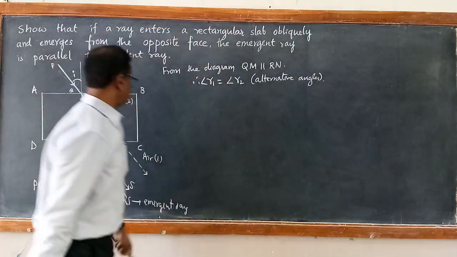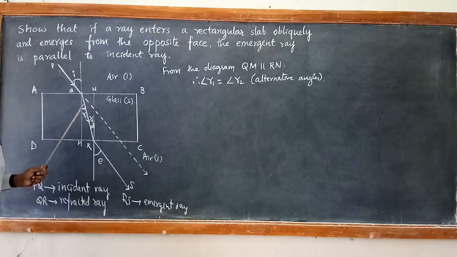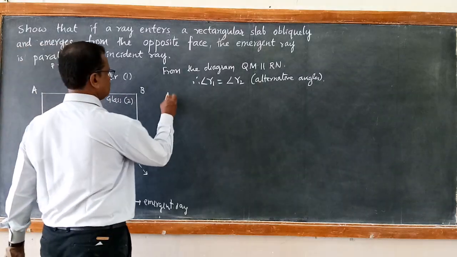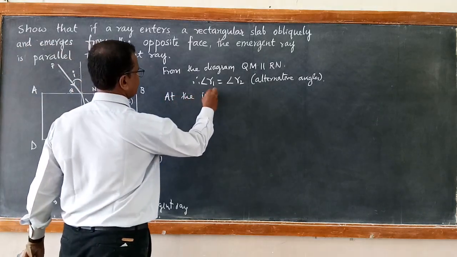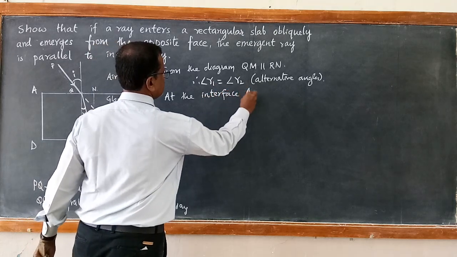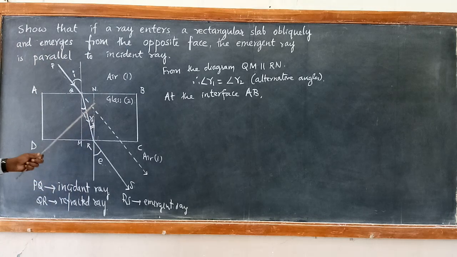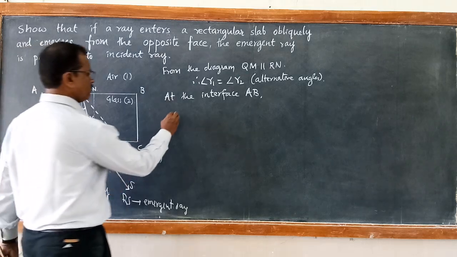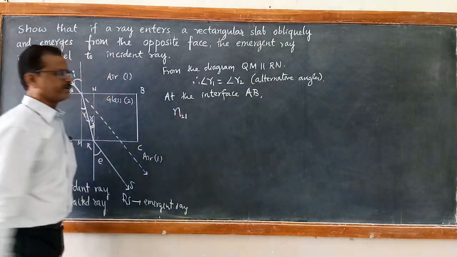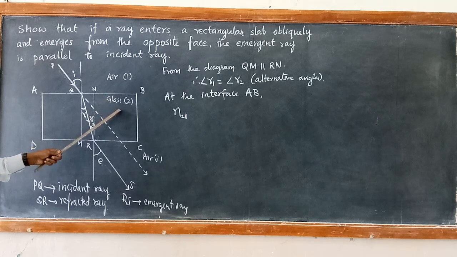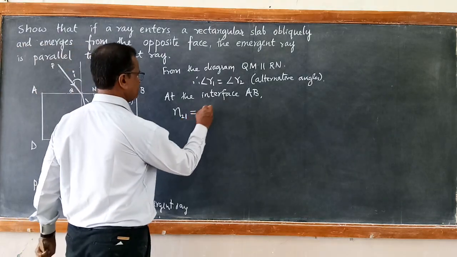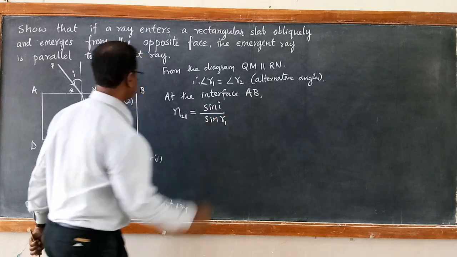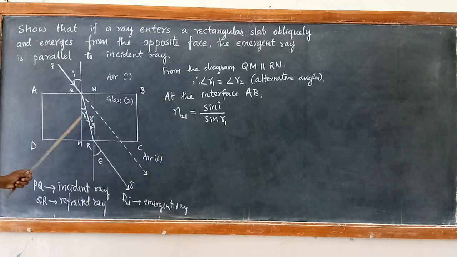Alternative angles are equal. Now let us apply Snell's law at this interface AB. Applying Snell's law, I can define the refractive index of the glass medium with respect to air, that is, the refractive index of the second medium with respect to the first medium. By definition, it is sine of I by sine of R. But here the angle of refraction is R1, so it is sine I by sine R1.